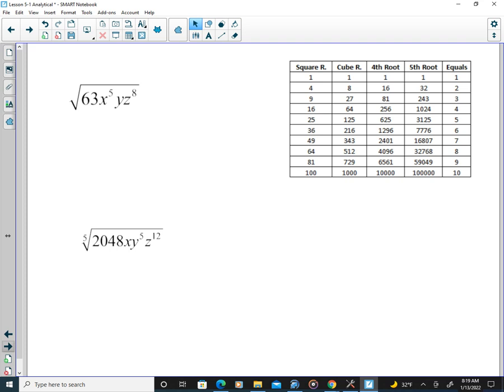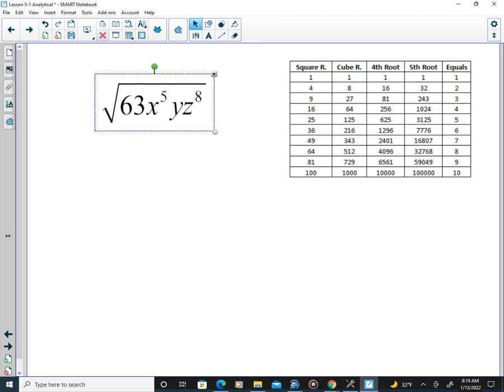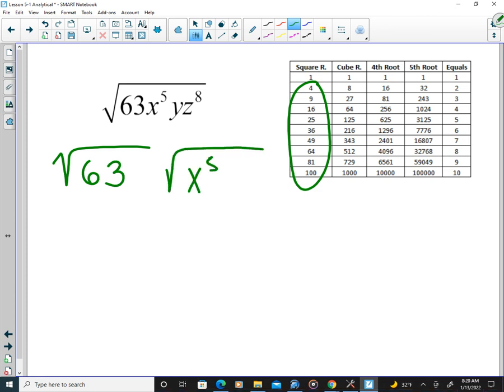So let's do, I don't want to do this one. So let's do this one right here. This is a square root. So square roots, that means I'm looking for a perfect square that divides into 63. 63 is not a perfect square, but we're going to start it off like we did the other ones. Let's break it into 2 radicals. So the square root of 63 and the square root of x to the 5th, y, z to the 8th.